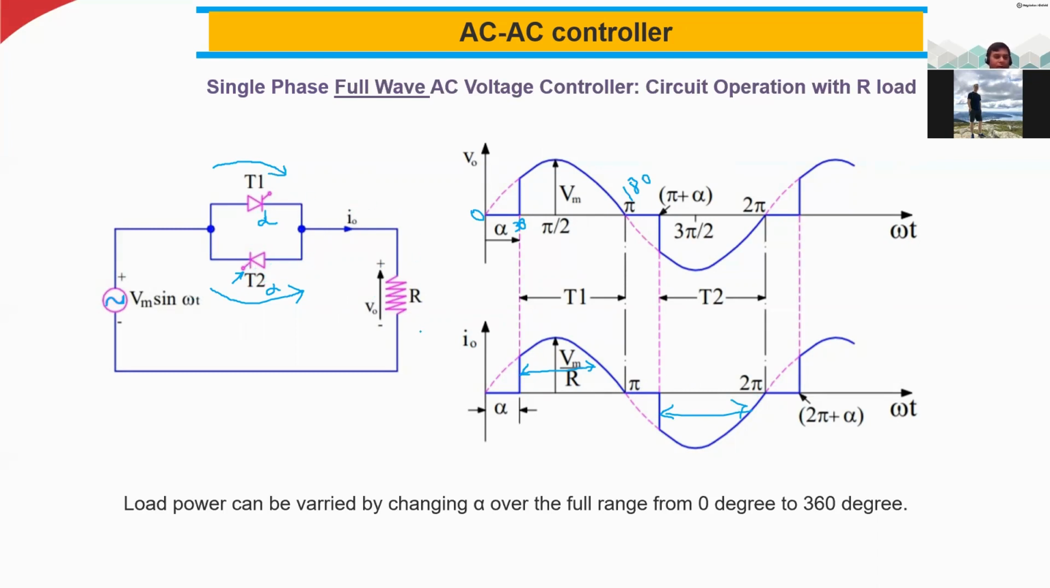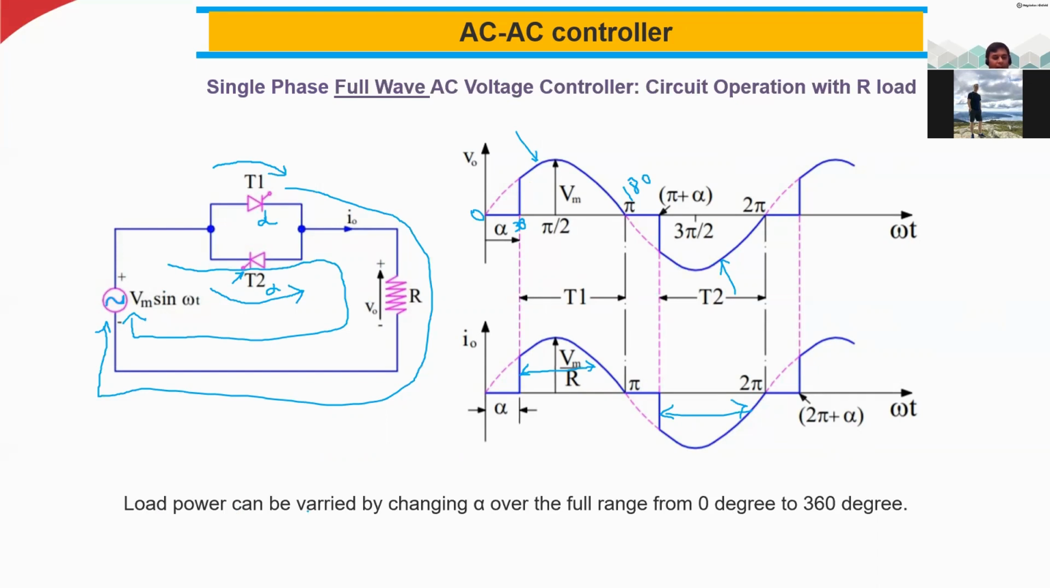The current is flowing through the load resistor, and then of course it will go through the source again. So the circuit is complete for the positive half cycle and also for the negative half cycle. For the negative half cycle, it will flow this way.